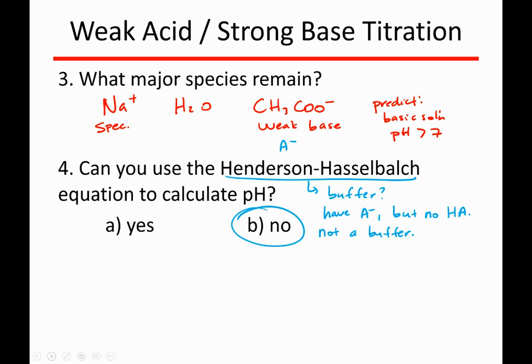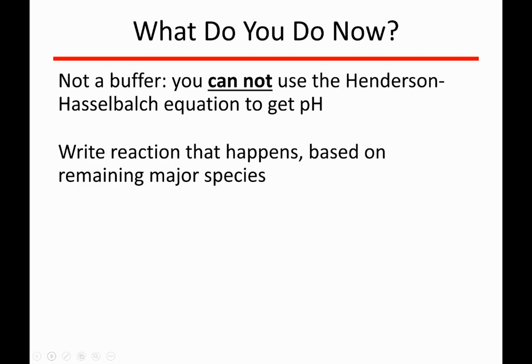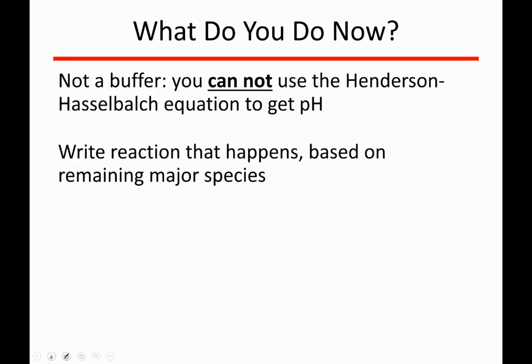So now that we've found that this is not a buffer and that you cannot use the Henderson-Hasselbalch equation, we have to think about how you're going to find the pH. What we can do is write the reaction that happens based on the major species that remain in your solution. Based on the list of major species, the only two things that are eligible to react are the acetate ion and the water. So that's going to be our reaction.